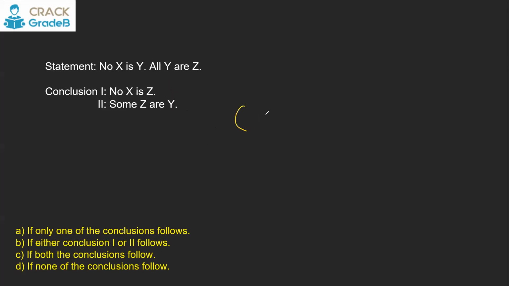No X is Y. There won't be any intersection between X and Y. All Y's are Z's, so entire Y will come inside the Z. Now, no X is Z. This Z can intersect with X as well, because there won't be any intersection between X and Y only. So no X is Z is a wrong conclusion. Some X can be Z, they can intersect. Some Z are Y, definitely. So the second is a true conclusion, the first is a wrong conclusion. So the answer will be only one of the conclusions follows.